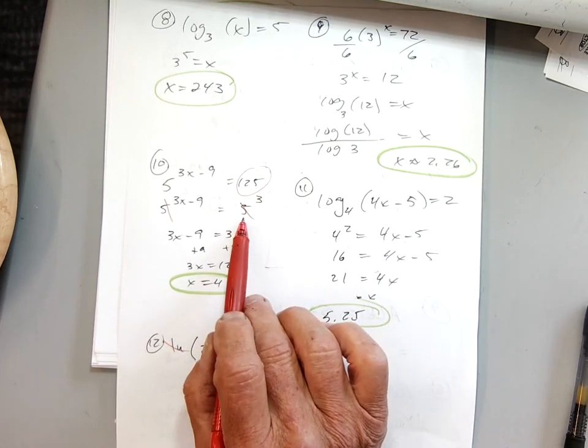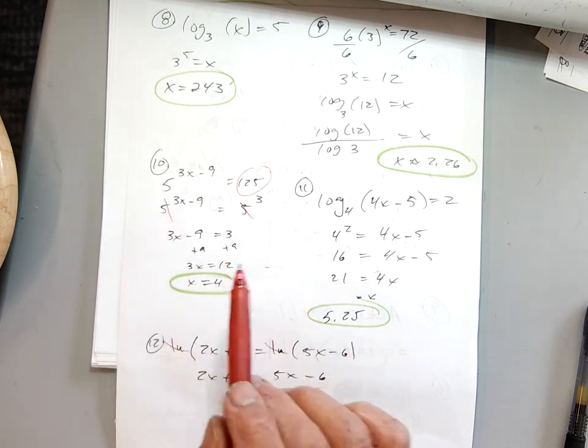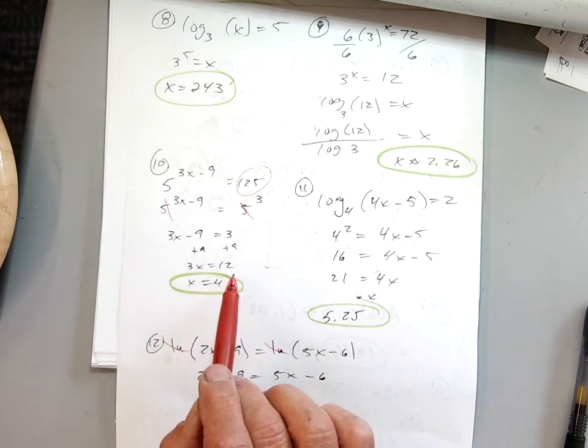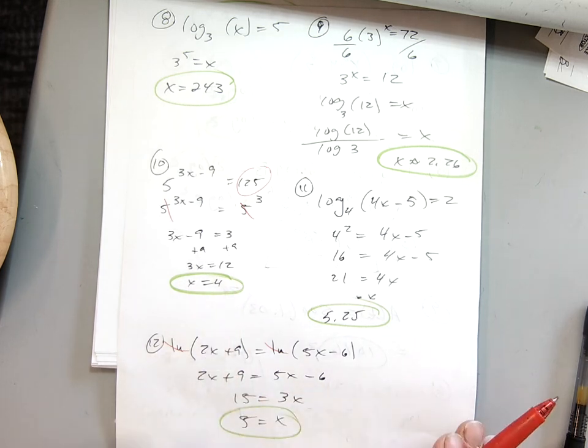10, 125 can be a base 5. So if I get the same bases, I can cross out the bases and solve. Plus 9, 12, divided by 3, I get 4, okay?